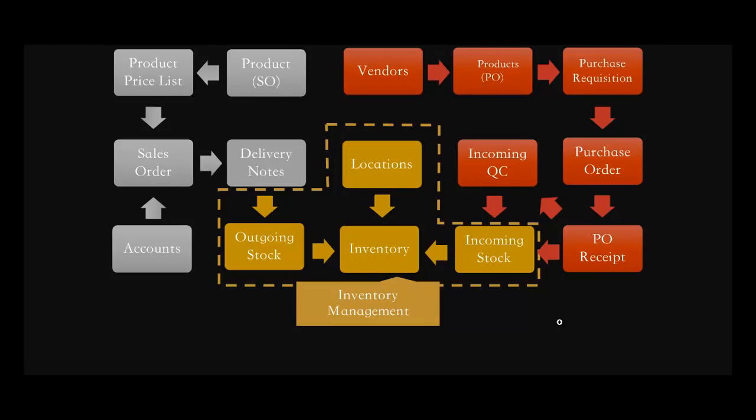That is the products, the list, the sales order, the deliveries, the accounts, and the part of the vendors are the purchase requisition, the purchase order, and the incoming stocks and creation of receipts.